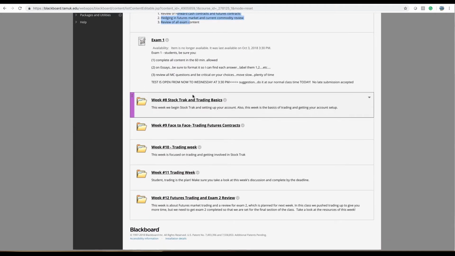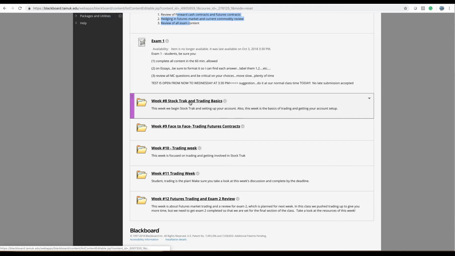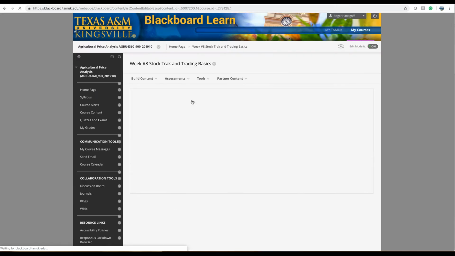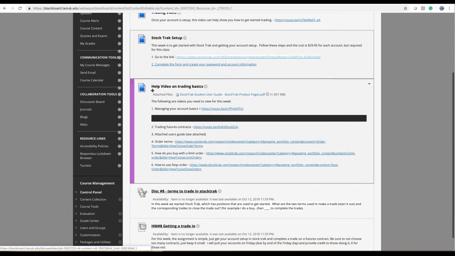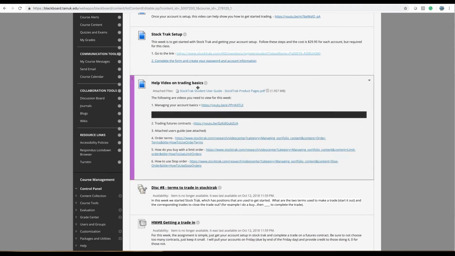Now let's move into test 2. Really, not only is it going to be a little bit of review from the first part of Exam 1, but it's going to have to do with things that directly relate to stock track. So in week number 8 is where it got us started. In week 8, you're going to see some trading basics. You need to go back through all of this with stock track.